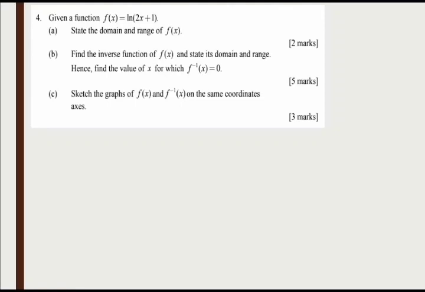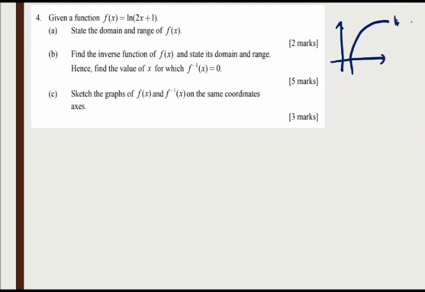Okay, so for question number 4, we have the question for chapter functions. The function that we are given is f(x) = ln(2x + 1). We have to remember that for question A, we want to state the domain and range of f(x). So for the basic case of a ln function, if we sketch our graph, this is how our graph will look like.